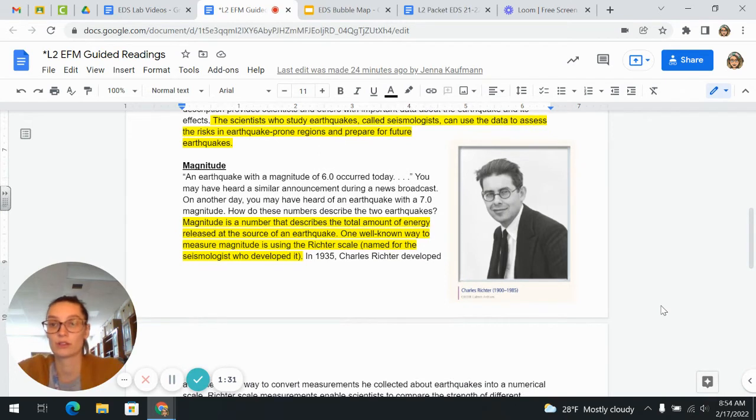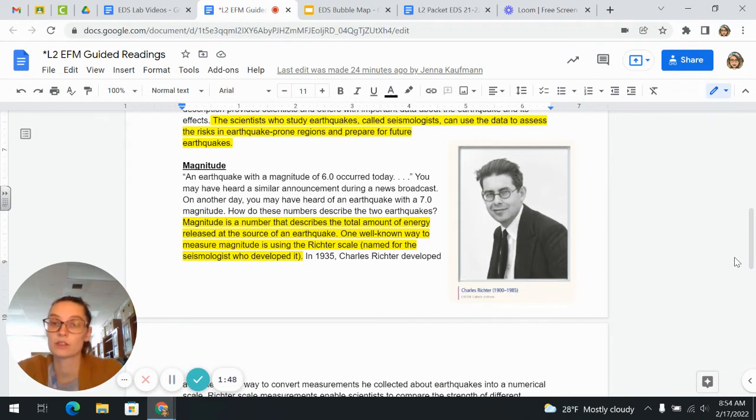Learning about magnitude here: an earthquake with a magnitude of 6.0 occurred today. You may have heard a similar announcement during a news broadcast. On another day, you may have heard of an earthquake with a 7.0 magnitude. Well, how do these numbers describe the two earthquakes?